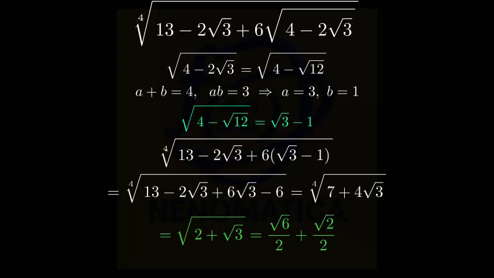That is exactly the same quantity we simplified in example 1. Therefore, the whole expression reduces to the square root of 2 plus square root 3, which equals square root 6 over 2 plus square root 2 over 2.